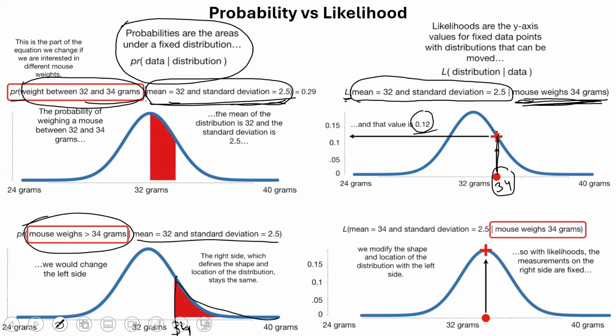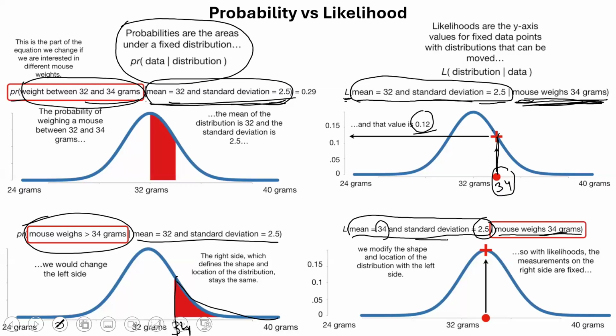So given the mean is equal to 32 and standard deviation is equal to 2.5. Now again, the right hand side remains constant. Mouse weight is 34, but the distribution got changed. When the distribution got changed, what would be the likelihood? So now the given distribution parameters are mean is equal to 34 and standard deviation is equal to 2.5. So now the right side part is constant. The distribution parameters are changing when we are calculating the likelihoods.